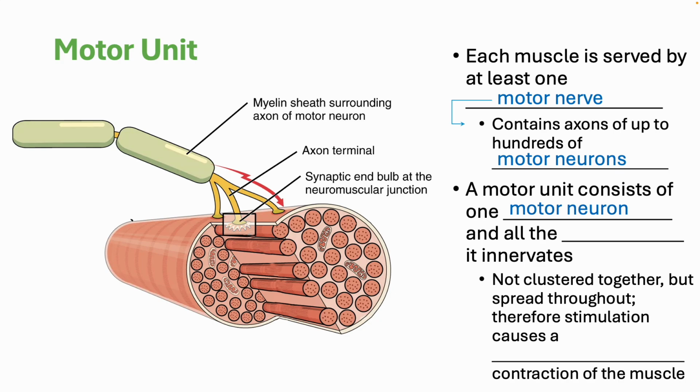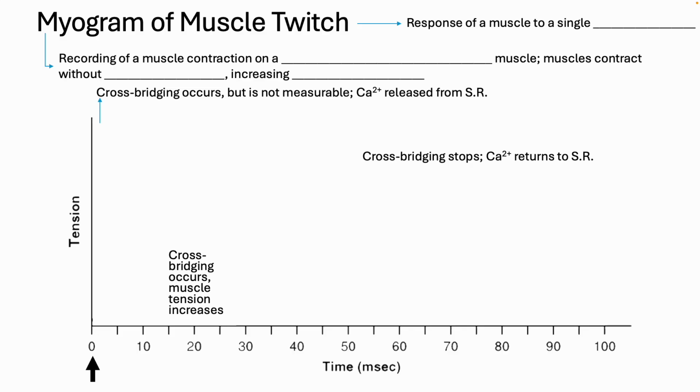So a motor unit consists of one motor neuron and all the muscle fibers it innervates. These generally are not clustered together but spread throughout. Therefore, stimulation causes a weak but uniform contraction of the muscle that is being contracted. So the contraction of the muscle will lead to what is known as a muscle twitch. A muscle twitch is the response of a muscle to a single stimulation.